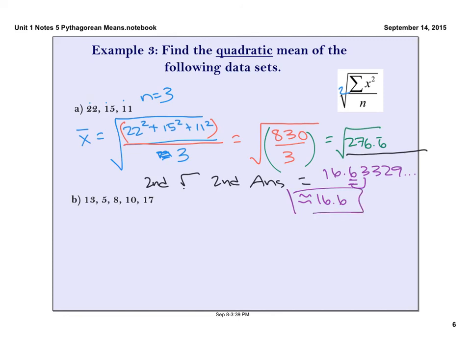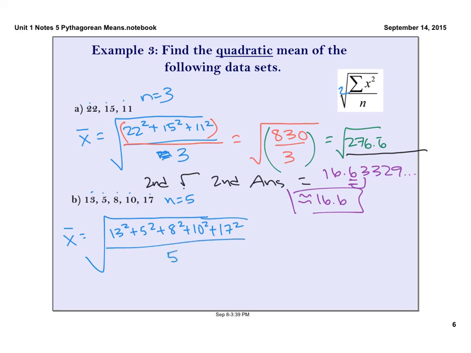Let's try this one more time together. Okay, 1, 2, 3, 4, 5. So I have an n of 5 here. That means my quadratic mean looks like the square root of, I'm going to have a long radical here, 13 squared plus 5 squared plus 8 squared plus 10 squared plus 17 squared, divided by 5.